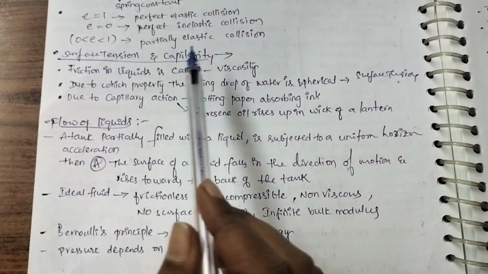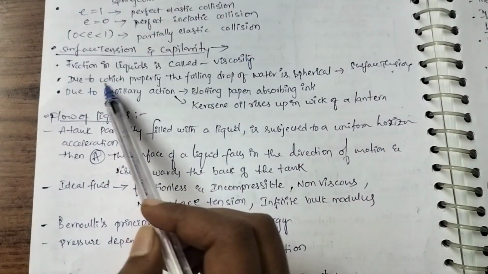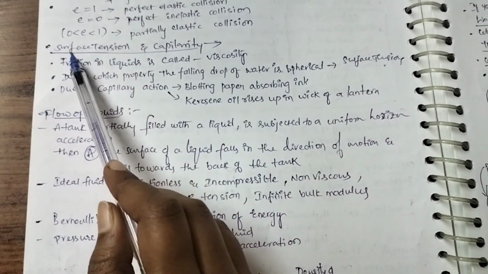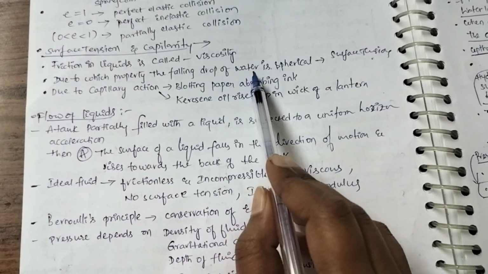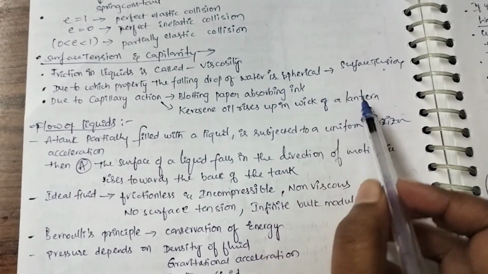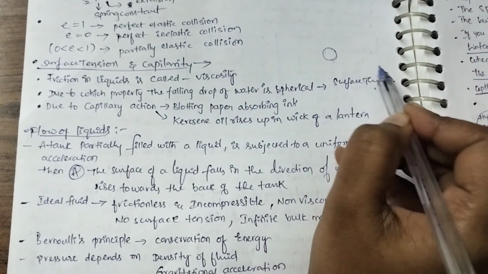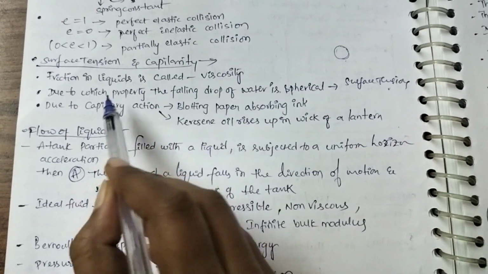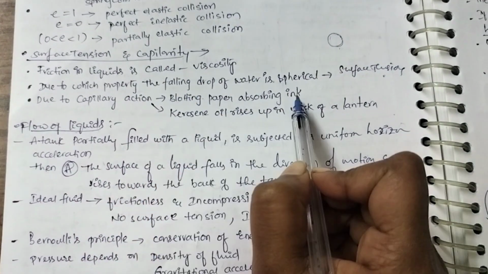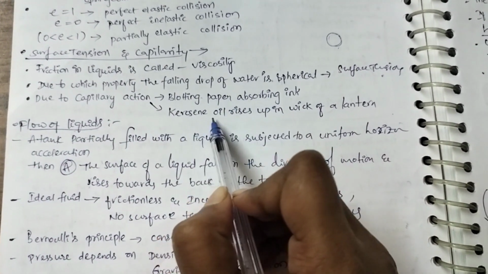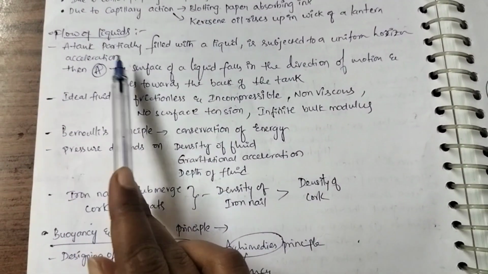Next topic is surface tension and capillarity. We already saw viscosity. What is viscosity? Friction in liquids is called viscosity. An example of surface tension is that a falling drop of water is spherical. The droplet of water is always spherical because of the property of surface tension. Due to capillary action, blotting paper absorbs ink and kerosene oil rises up in the wick of the lantern.